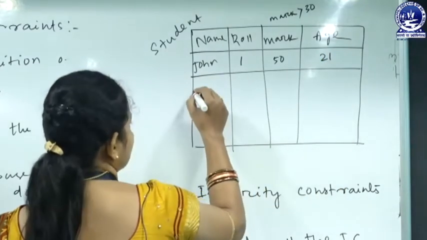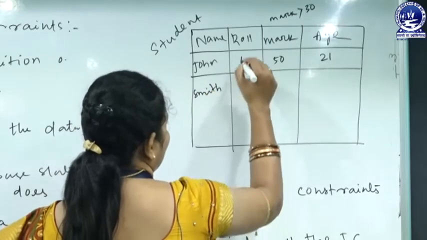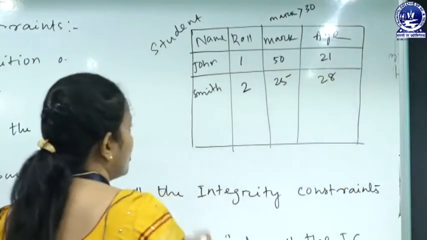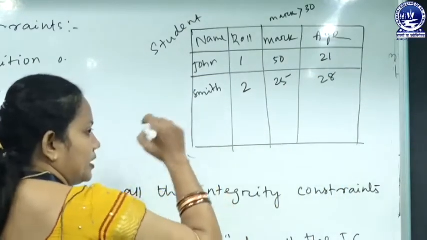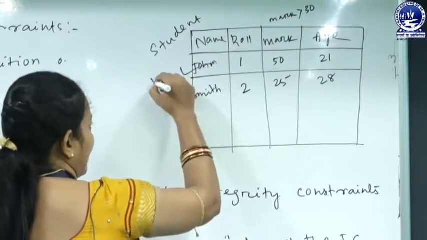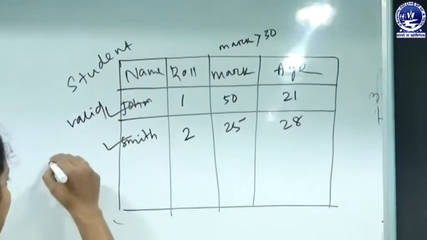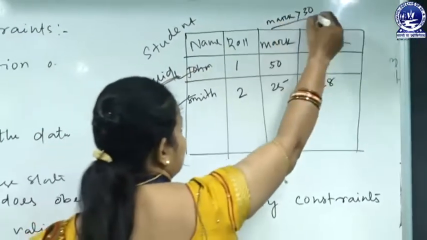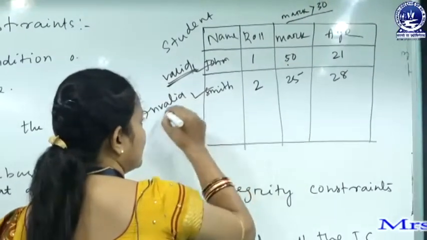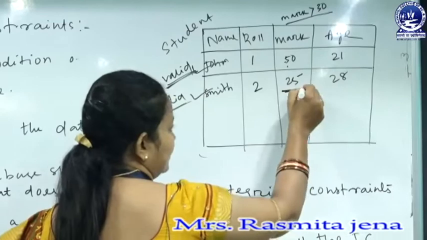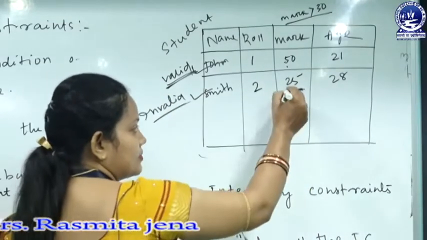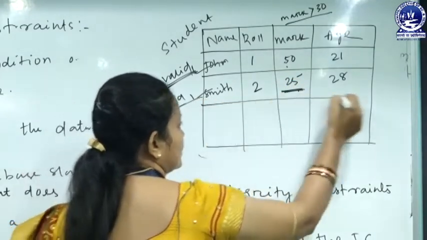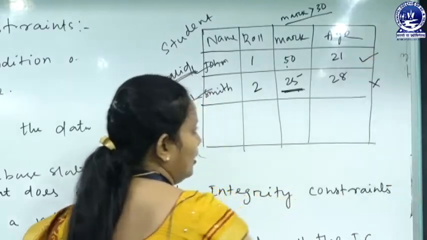Then the second tuple is, suppose, name is Smith, roll is 2 and mark is 25 and age is 28. So, in this relation at a particular moment, this is a valid state and this is an invalid state, because the valid state obeys the constraint that mark is greater than 30, but the invalid state does not obey the constraint that mark is greater than 30. Here I am putting a mark less than 30, that is why this one is an invalid state and this one is a valid state.